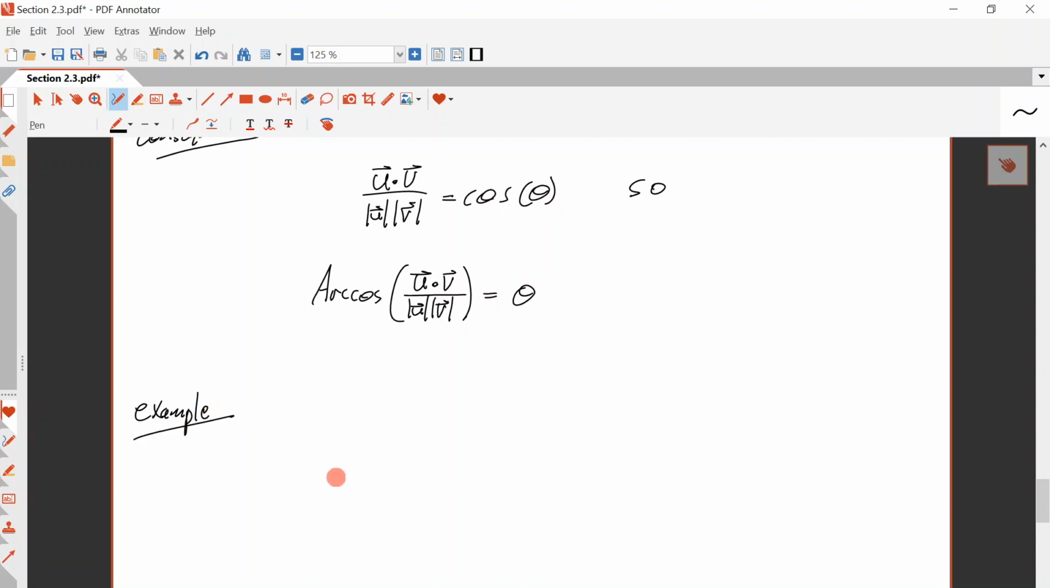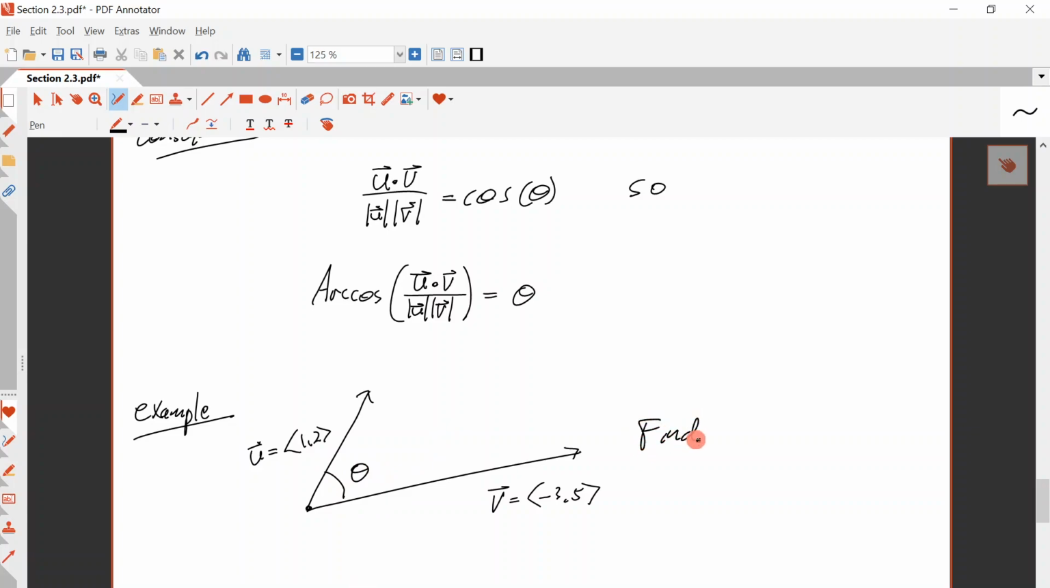So for example, we'll say u is equal to, let's just make up a vector, 1, 2, and then v is equal to minus 3, 5, and then we've got this angle theta in between. Let's find theta.